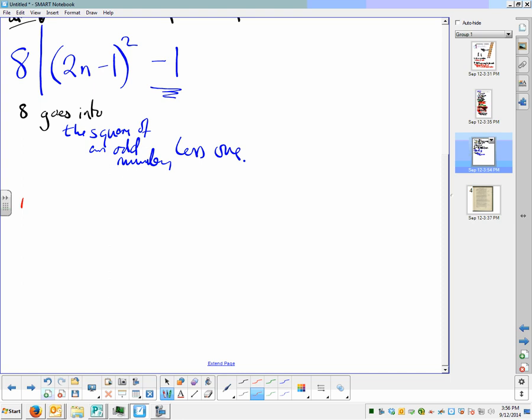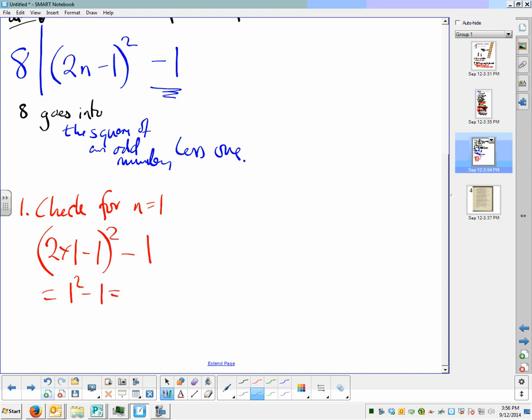So, 2 steps. Firstly, check for n equals 1. Well, n equals 1, so I've got 2 times 1 minus 1 squared minus 1, which is equal to 1 squared minus 1, which is equal to 0. Does 8 divide 0? 8 goes into 0. Yes, it does. So it's true for n equals 1.